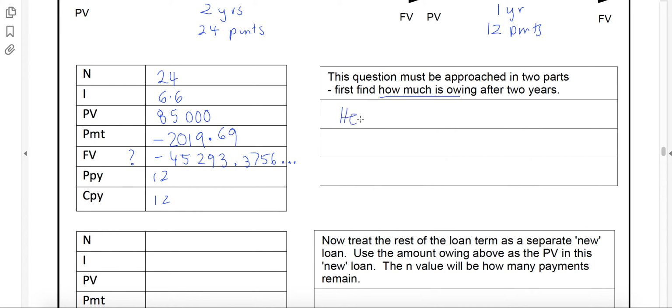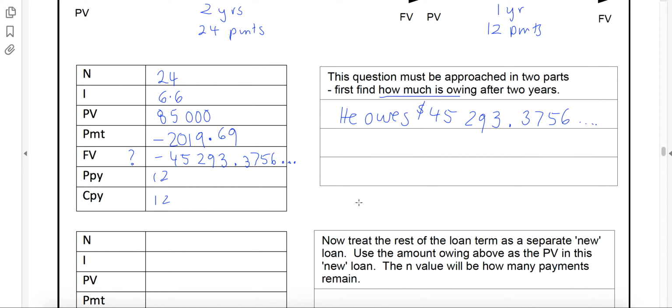I'm just going to make a note on the side. So he owes 45293. Now often these questions are actually broken up in 2 parts for you, just like the one we did previously with a couple buying that house. They did actually ask us how much they owed after 5 years.